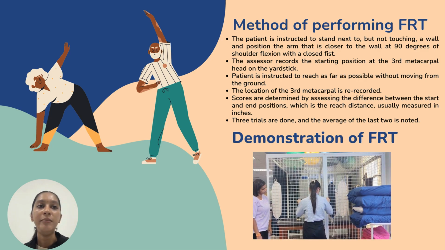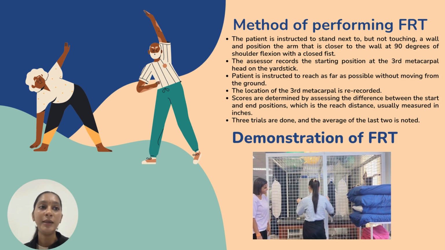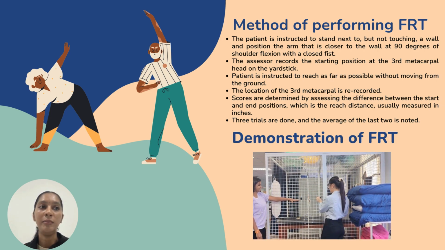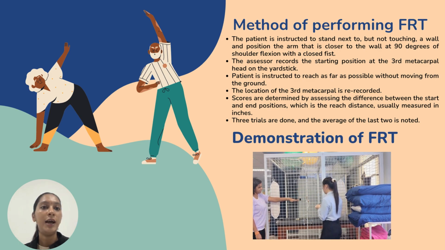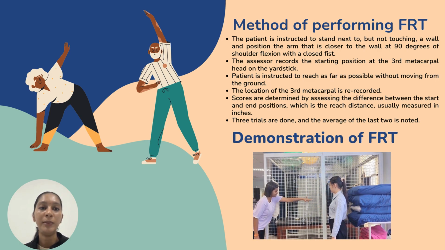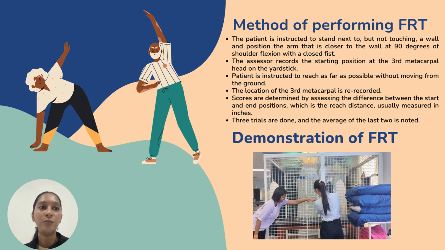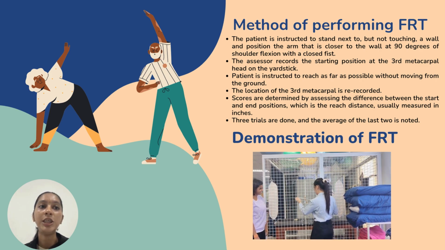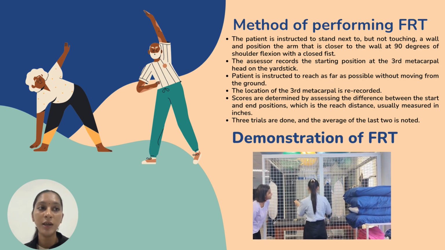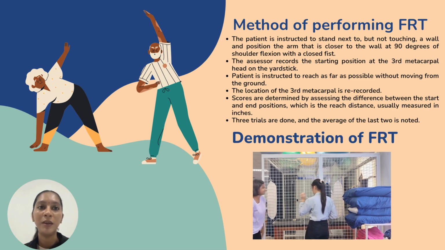For the starting measurement, we record the initial position of the third metacarpal head on the measuring tape, and that is the baseline value. We have to make sure the arm stays at 90 degrees flexion, with no trunk rotation and no stepping. The participant then reaches forward as far as possible without taking a step, without losing balance, and without touching the wall. The movement comes from the trunk and not the arm.